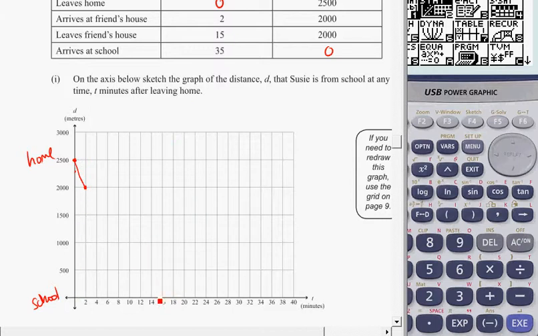15 minutes later, she leaves the friend's house and takes 35 minutes to get to school. I'll try and draw that in straight. So 3 parts to a journey. We've used a continuous line because we've got time along the x-axis, and we're told she continues at a constant speed all the way, so we can use a straight line to represent her speed.